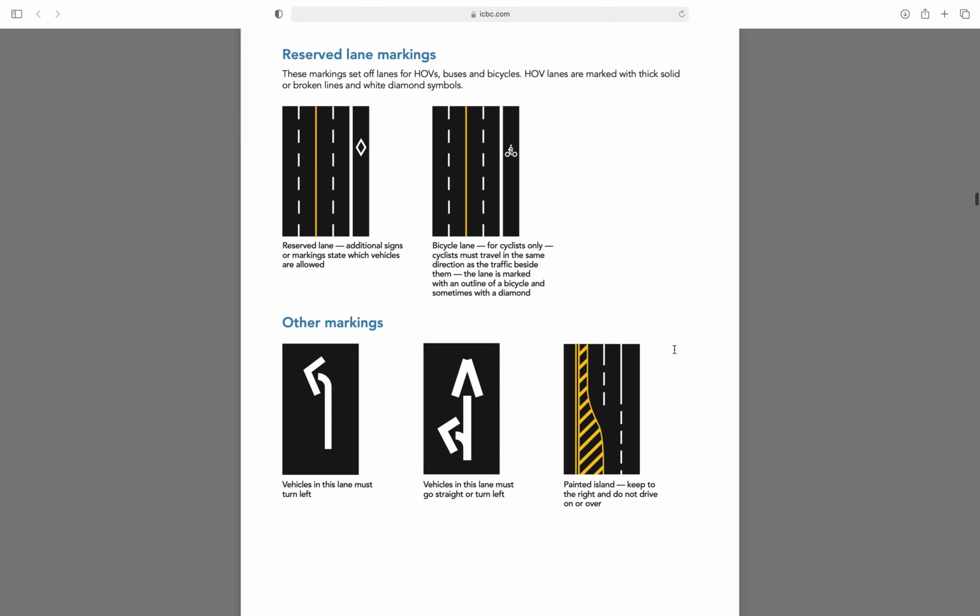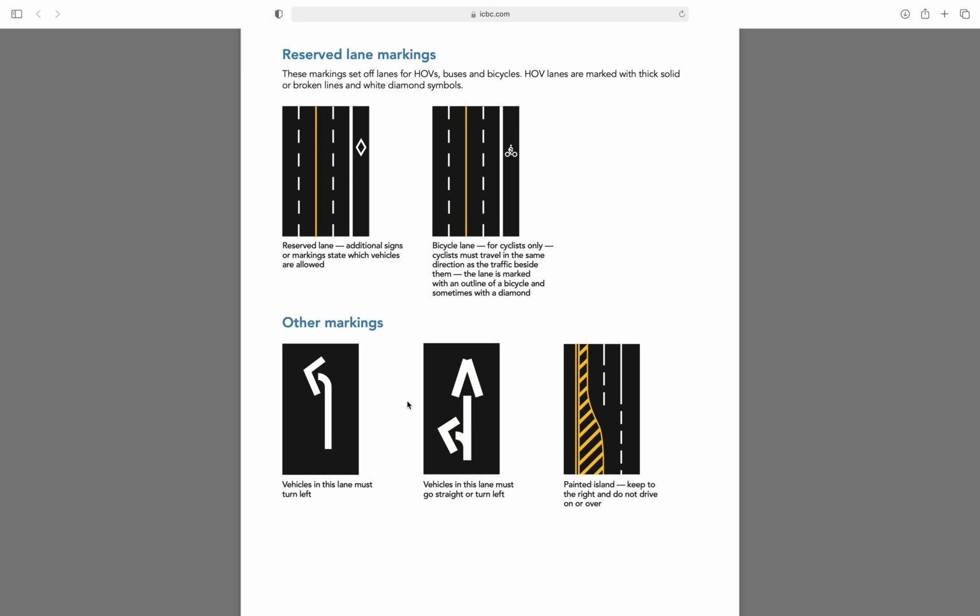Reserved lane markings. So these are for HOV and bicycles. So the HOV is the diamond, and the cyclists have like the little bike person. And it's cyclists only. And sometimes you have to be mindful when you're turning right that you're crossing a cyclist lane, to make sure that there are no cyclists there.